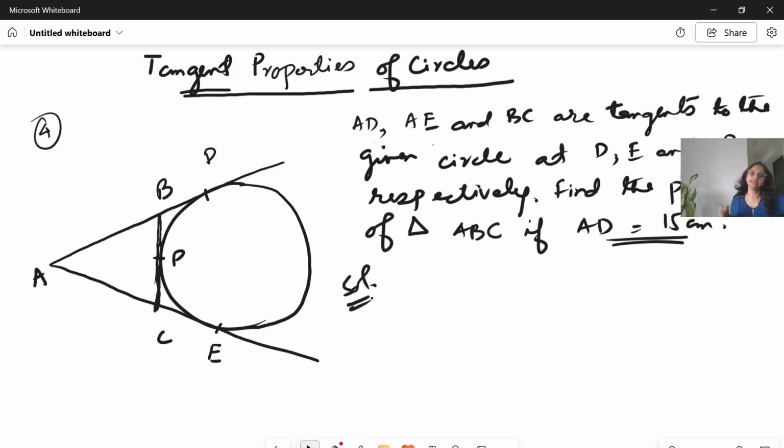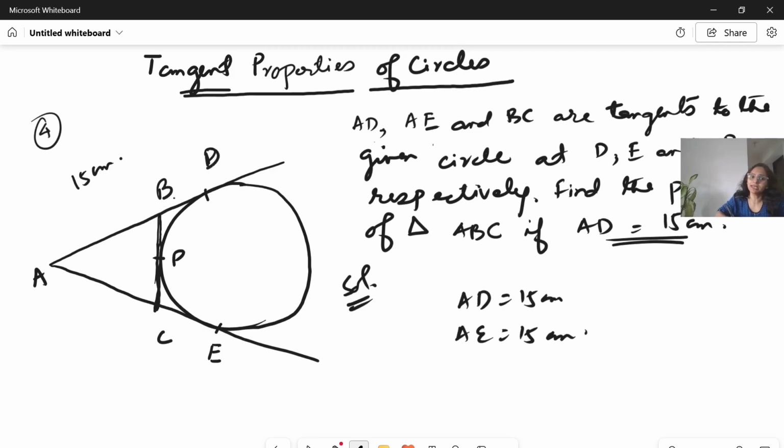So how can we find it? Let's see. Again, the two tangents to a circle from an external point are equal in length, right? AD is given as 15 centimeters, which means I'm writing over here 15 centimeters. If AD is 15 centimeters, then AE will also be 15 centimeters, right? And in order to get the perimeter of the triangle ABC, we have to get all the sides AB, AC and BC. So let's start by doing that.